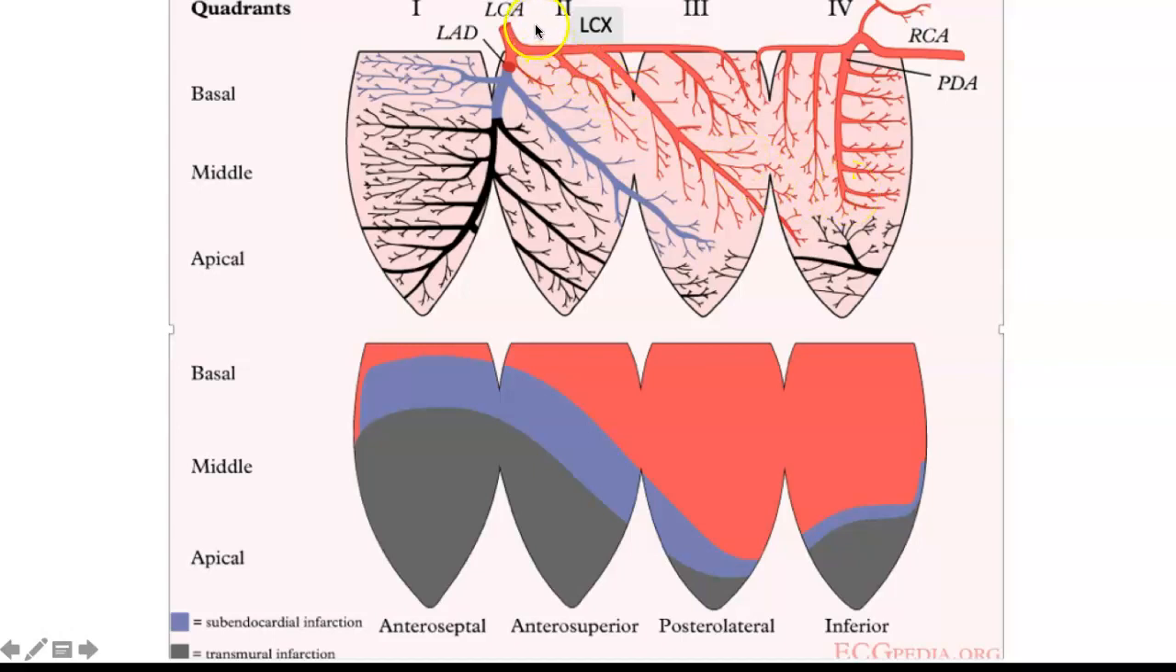You can imagine if there was a proximal occlusion in the left main coronary artery, it would involve a very large area of the myocardium. The extent and the location to where there is lack of perfusion or to where the vessel is occluded largely determines the extent of damage to the myocardium.